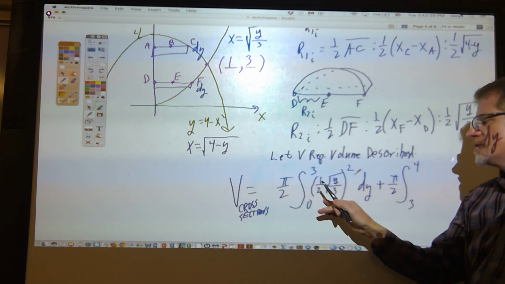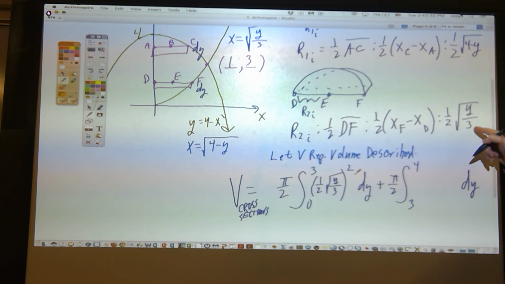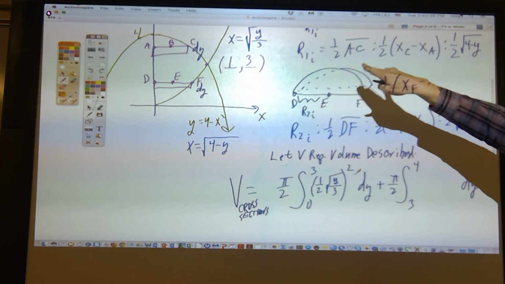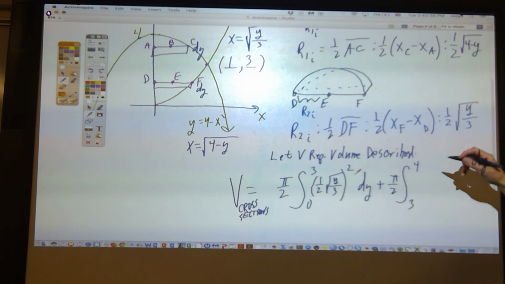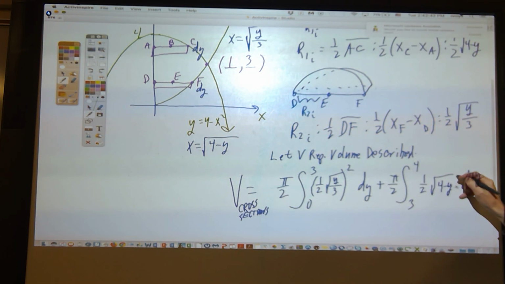1/4 times 1/2 is 1/8. So there's a 1/8 out here. Oh, and then times 3. 1/24. Anyway, this one, from 3 to 4, that's r sub 1 sub i. So it's going to be 1/2 times the square root of 4 minus y, quantity squared.